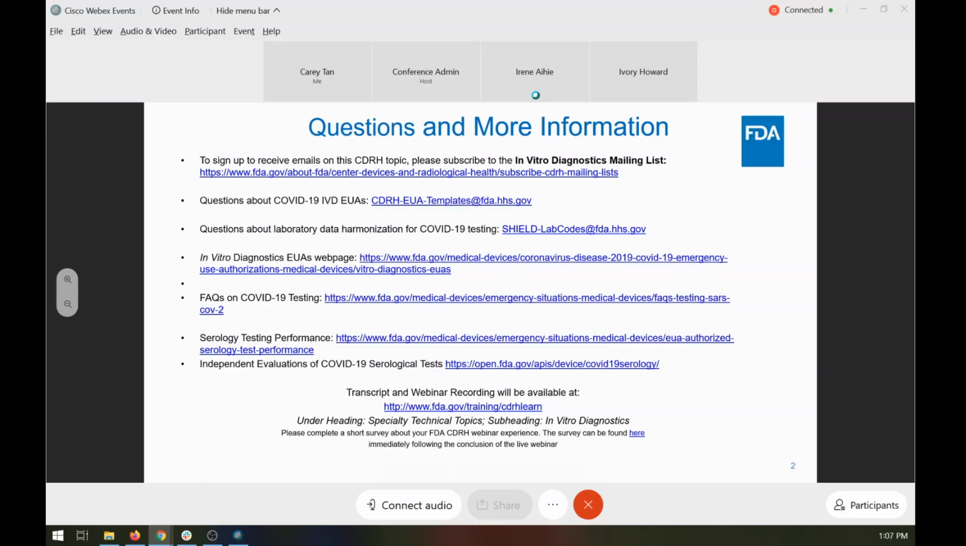Sure. So we do have some information in our policy guidance about modifications to an EUA authorized test that can be made by a clinical laboratory. So that would be a good first place to look. But yes, a clinical laboratory can make those changes. It would make the test an unauthorized test. So if the test is being performed outside of the authorized instructions for use, or using different components, whatever the modifications are, that would be outside of the authorization.